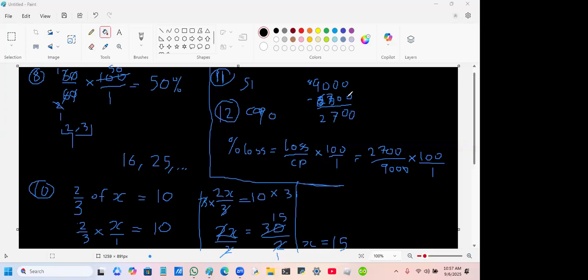Okay. So let's quickly tidy this up. Let's cancel what needs to cancel. This zero cancels this zero.